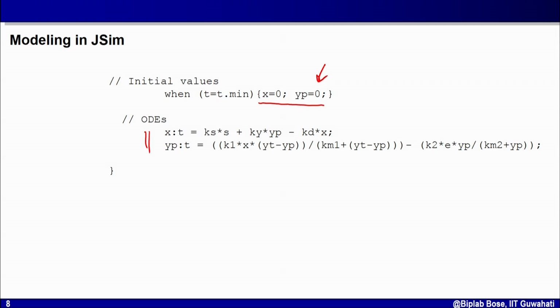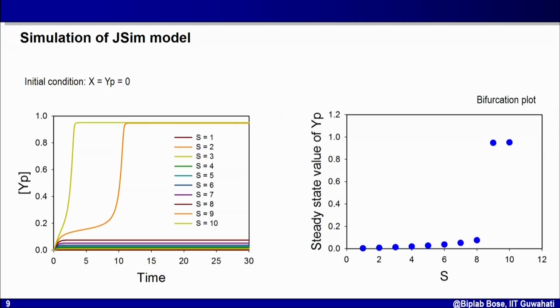This code you can write in your own JSim model and try to simulate the way I will show the simulation now. What I have done first, I have simulated this model with the initial condition where both x and yp are equal to 0, and I have varied s using the loop option. If you remember, JSim has a loop option, and I have plotted the data. Look at figure 1, this one. I have plotted time t here and yp on the vertical axis.